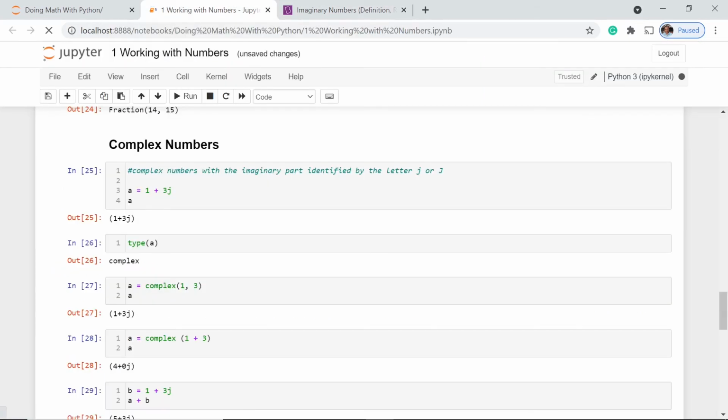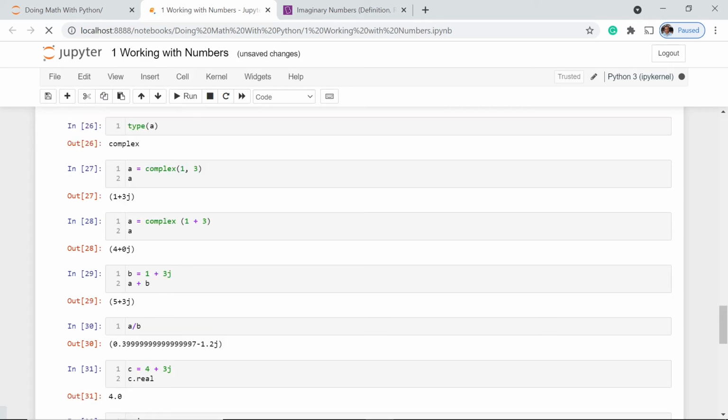So here we have a is equal to 1 plus 3j. When we want to know what data type a is, we type type(a), and we will be given complex. Another example is a is equal to complex(1, 3). So we will be given 4 plus 0j.